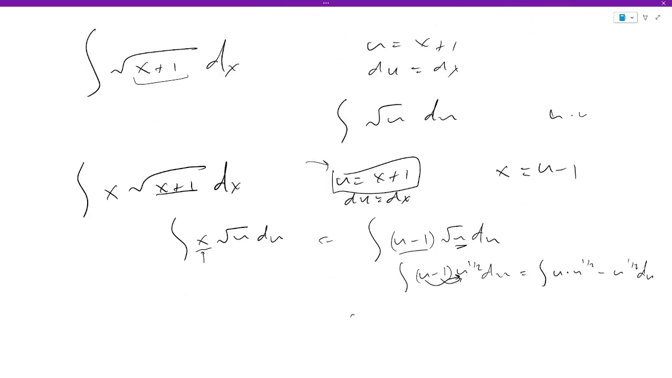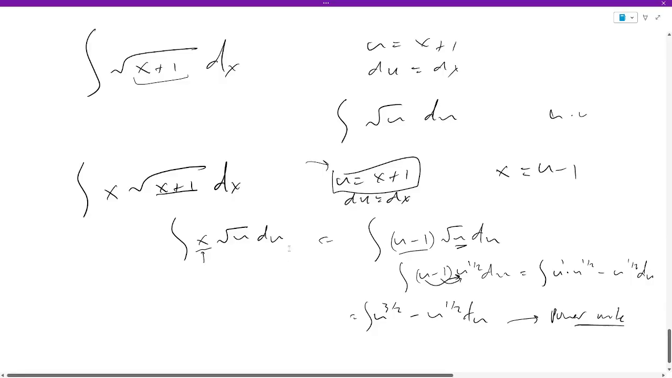So we can do exponent rules. This is secretly u to the 1, so 1 plus 1/2 is 3/2, and then minus u to the 1/2. And now you're home free because you can just use the power rule on these. I'll let you try the power rule on here. It's kind of like a little trick, but this does happen sometimes. So another use of u-sub is to make this shift happen.